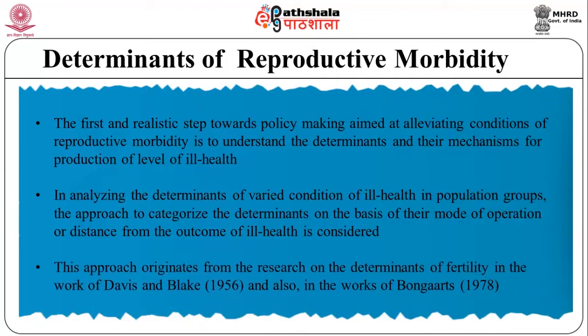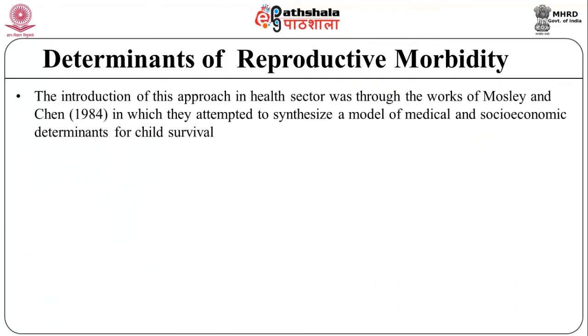This approach originates from the research on the determinants of fertility in the work of Davis and Blake, which was in 1956, and also in the works of Poincaré. The introduction of this approach in the health sector was through the works of Mosley and Chen, in which they attempted to synthesize a model of medical and socio-economic determinants for child survival.